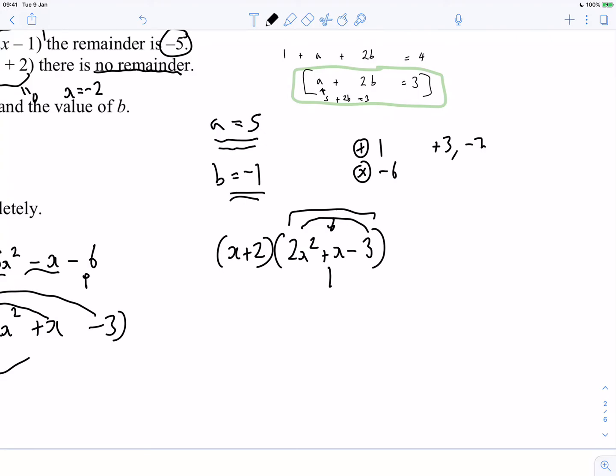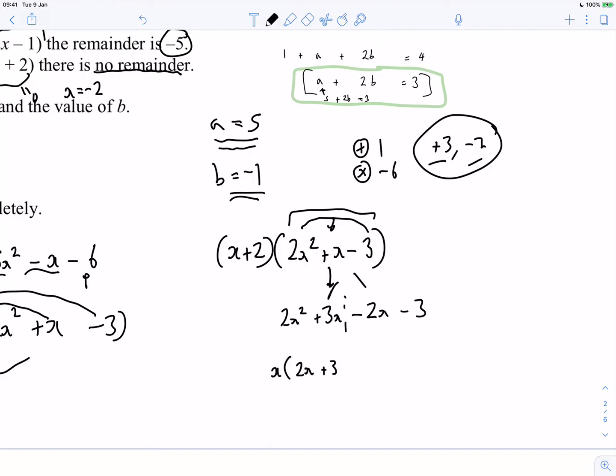So I can rewrite this quadratic as 2x squared, and then using these numbers, plus 3 lots of x and minus 2 lots of x. See what I did with these two, I split the x up, minus 3. And then if I factorise the pairs, I've got x lots of 2x plus 3, and then I've got minus 1 lots of 2x plus 3 here.